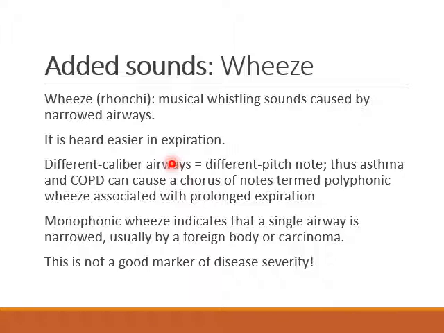If you have a disease affecting different airways, large or small airways, this will give you polyphonic wheeze, of course associated with prolonged expiration. If you have a single airway narrowing due to a local cause like a foreign body or bronchial carcinoma, you will have monophonic wheeze. As I said, it is not a good marker of disease severity, because silent chest is an index of life-threatening asthma or COPD.